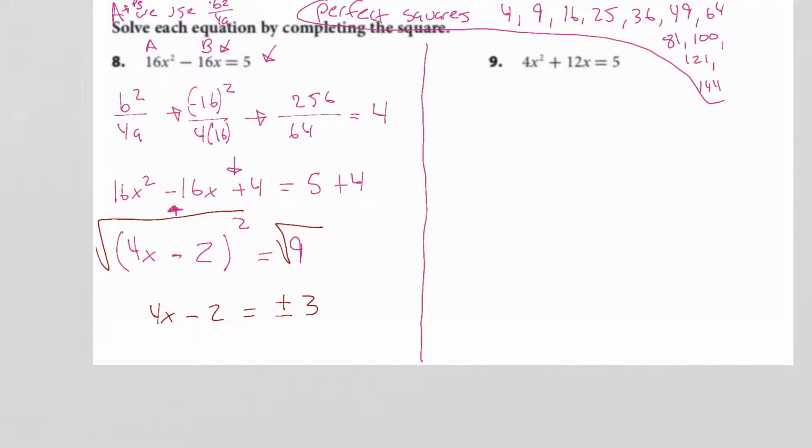And then from here, we're going to add 2 to both sides and also divide by 4. So you're going to get x is equal to 2 plus or minus 3 divided by 4. And what are those two answers? All right, 2 plus 3 divided by 4 is 5/4. And 2 minus 3 divided by 4 is minus 1/4.